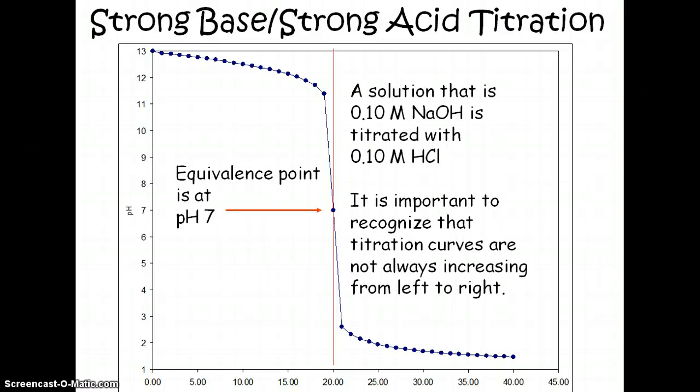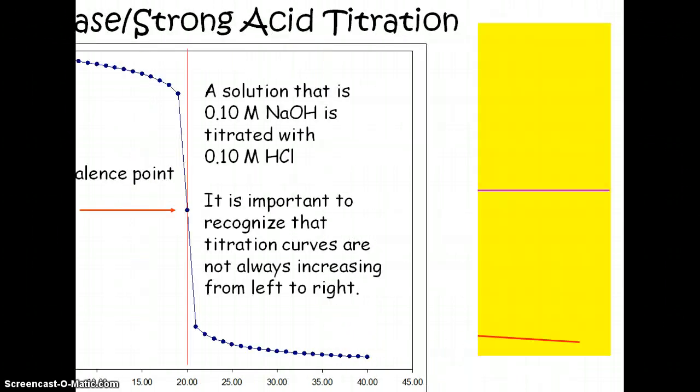All right, now if you go the opposite way, if you take a strong base and titrate it with a strong acid, you'll get the exact same curve, except it'll be reversed, it'll be flipped. So here you have starting with a strong base, and then it neutralizes, and then you have excess acid over here. The pH at the equivalence point is still going to be 7.